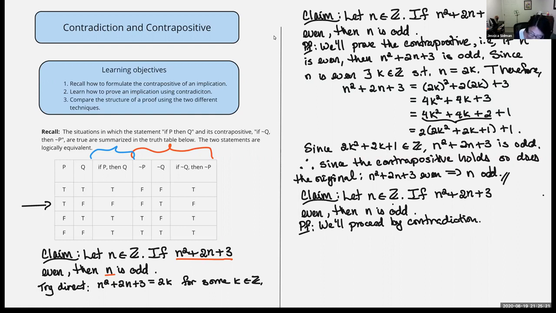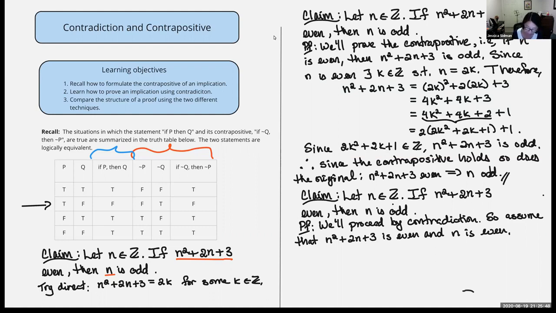So we'll assume that n squared plus 2n plus 3 is even, and the conclusion is false: n is even. Okay, now let's see what happens next.